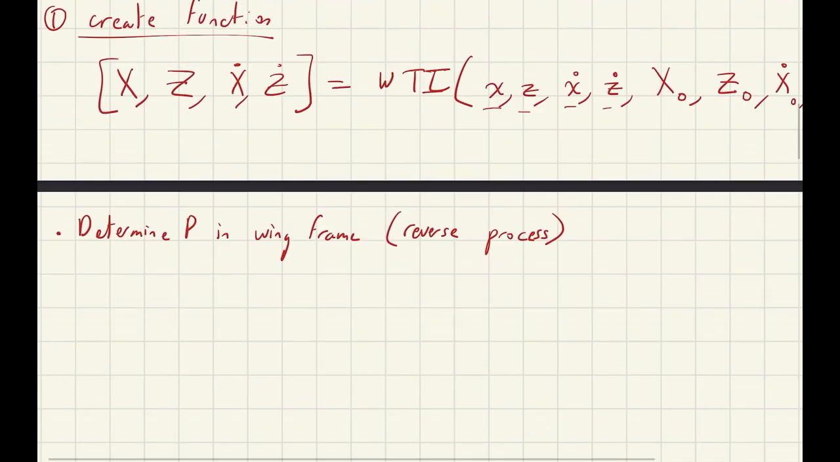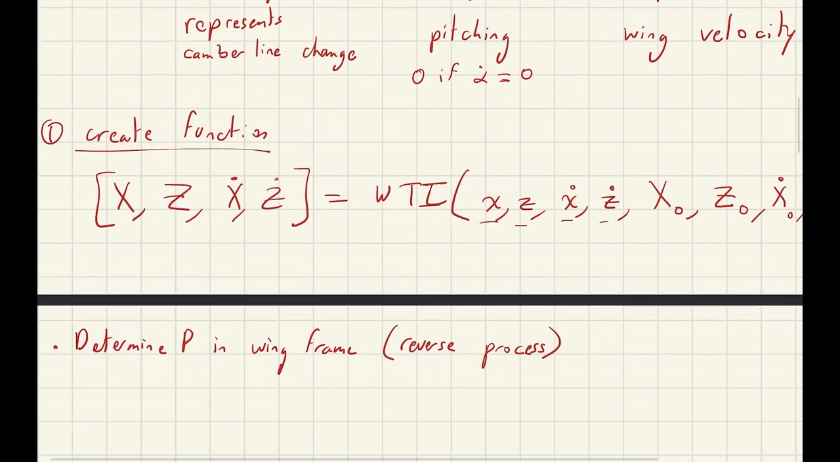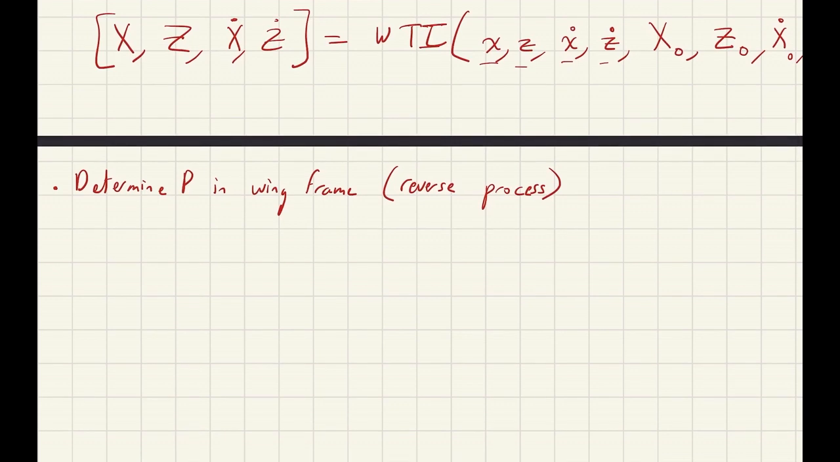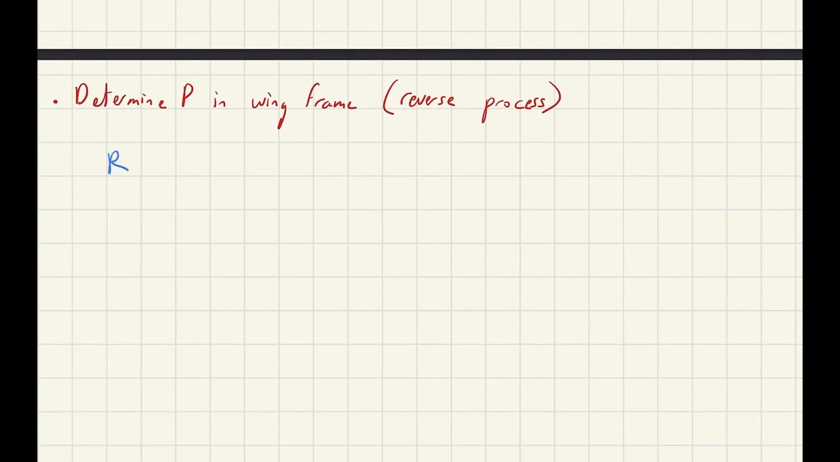All right, so now that we have looked at how to transform a vector P from the wing fixed frame to the inertial frame, let's try to do the opposite. The opposite is actually pretty simple. To start off, I'm going to give you the rotation matrix that takes you from the inertial to the wing fixed frame. And this is simply cosine alpha, minus sine alpha, over sine alpha, cosine alpha.